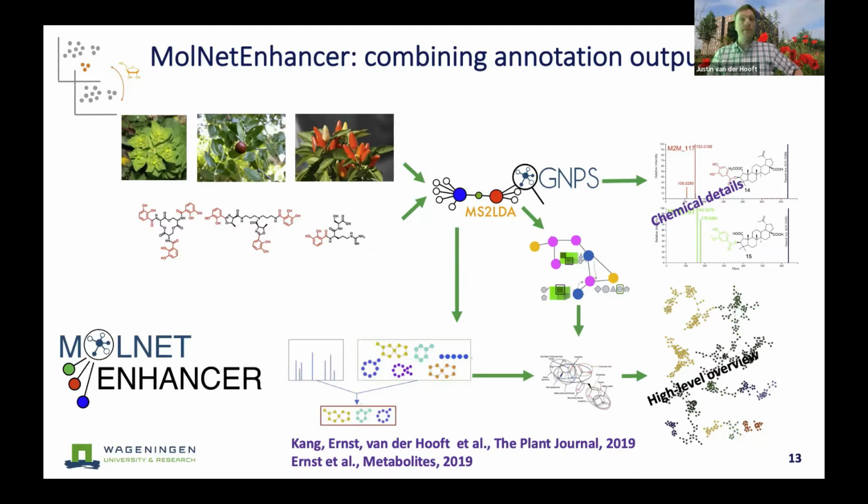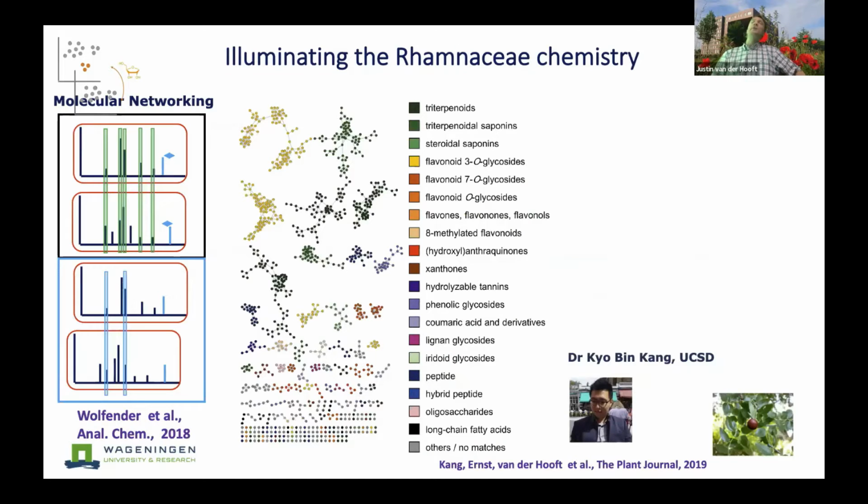The reference in the plant journal is the work on the Rhamnaceae data that was the lead up to the MolNetEnhancer workflow. So did it work? Well, this is the molecular network of the Rhamnaceae plant family, and each color represents a different chemical class. And we have a long list.